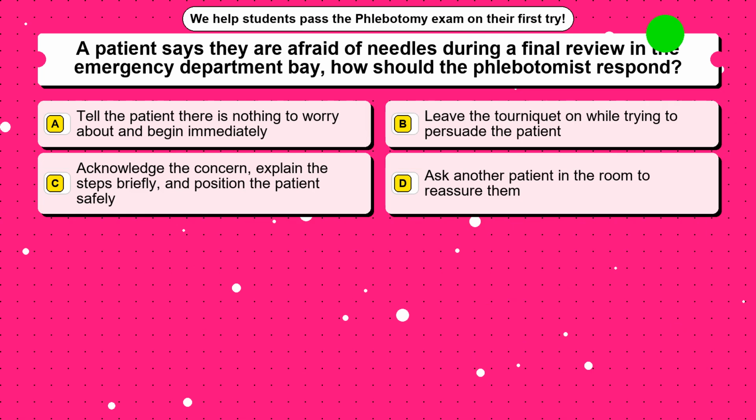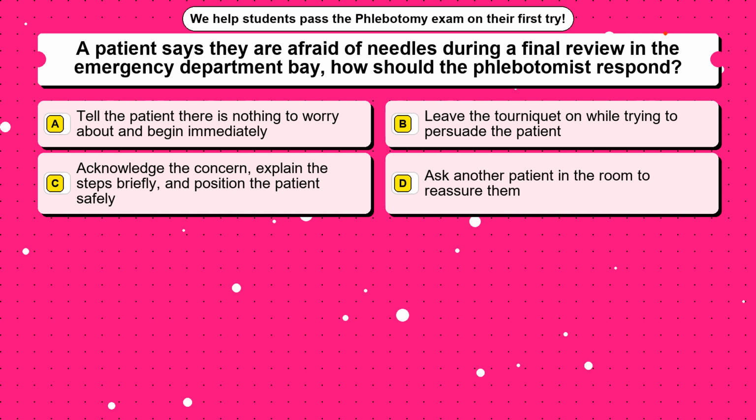Question 7. A patient says they are afraid of needles during a final review in the emergency department bay. How should the phlebotomist respond? Option A. Tell the patient there is nothing to worry about and begin immediately. Option B. Leave the tourniquet on while trying to persuade the patient. Option C. Acknowledge the concern, explain the steps briefly, and position the patient safely.